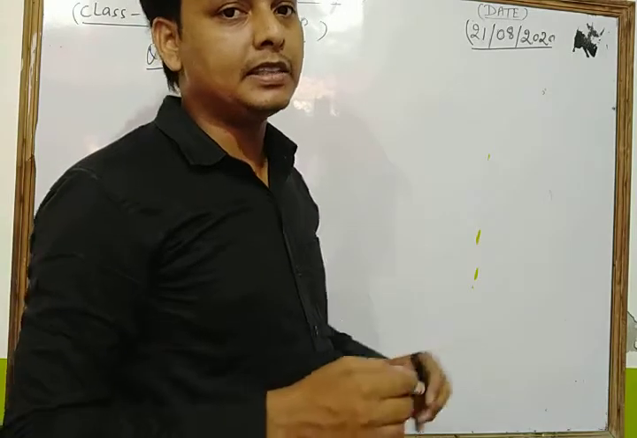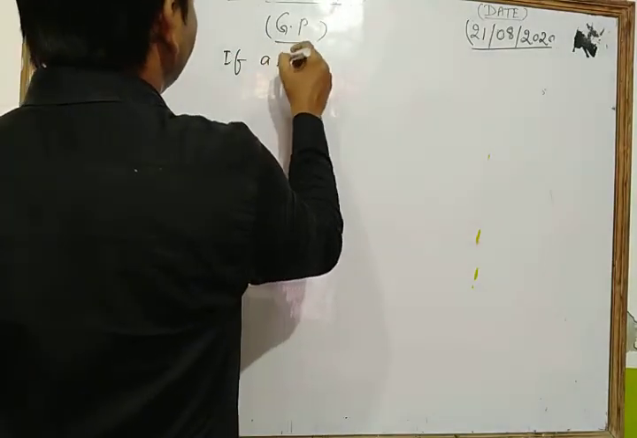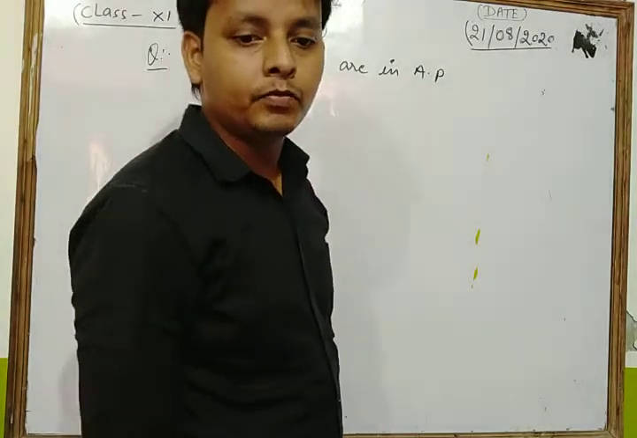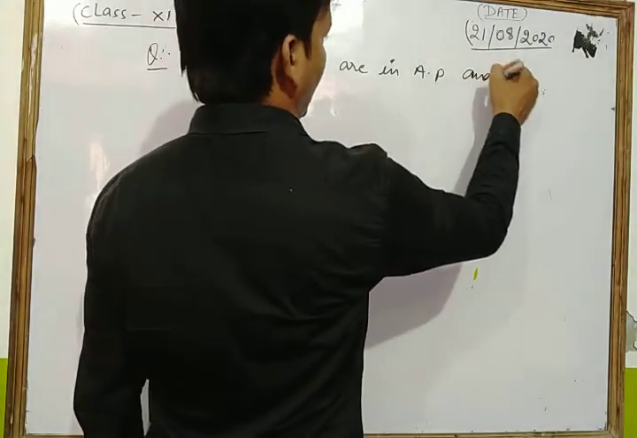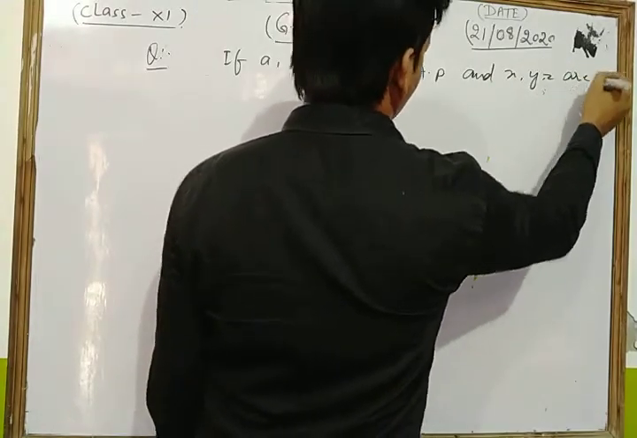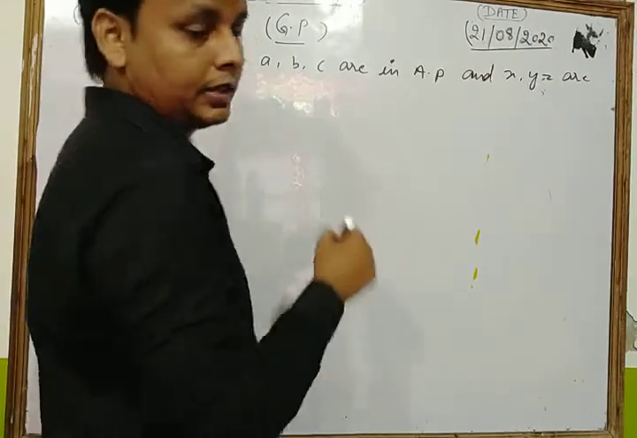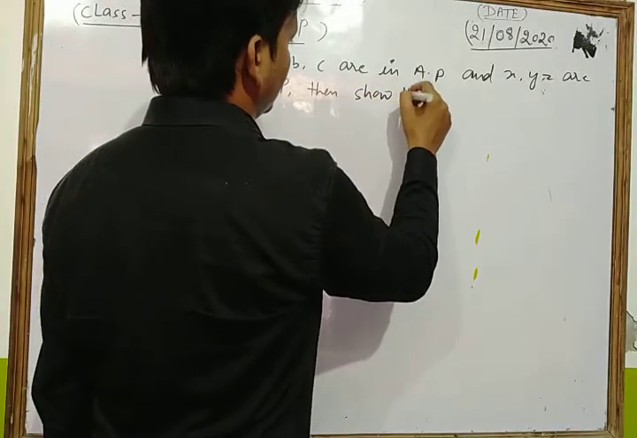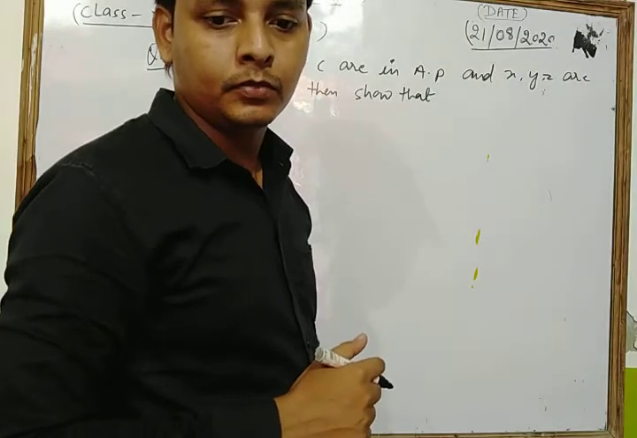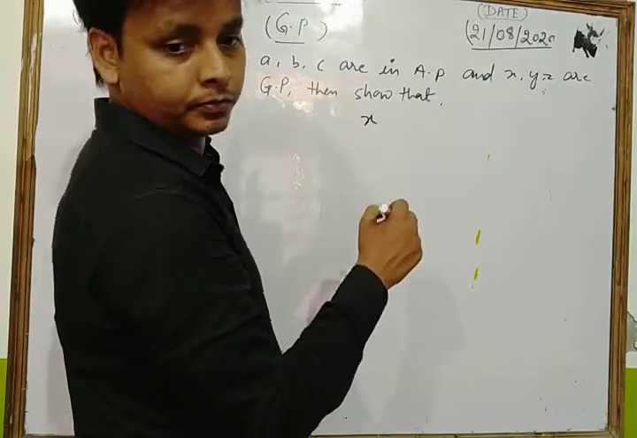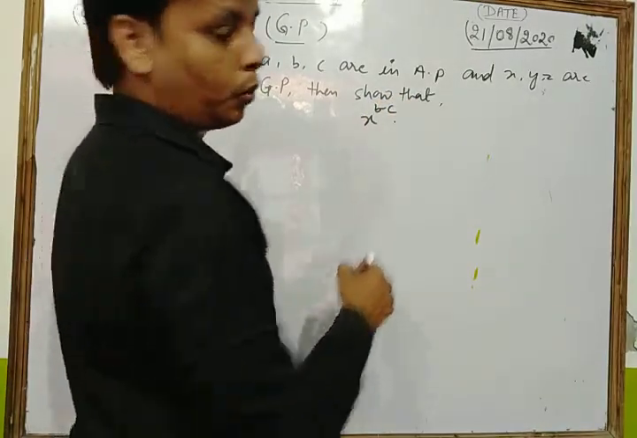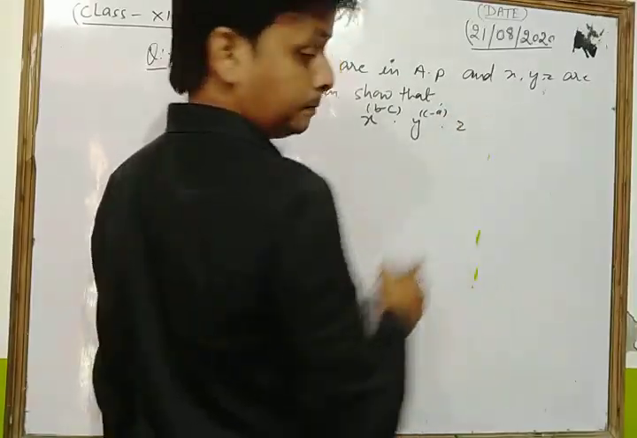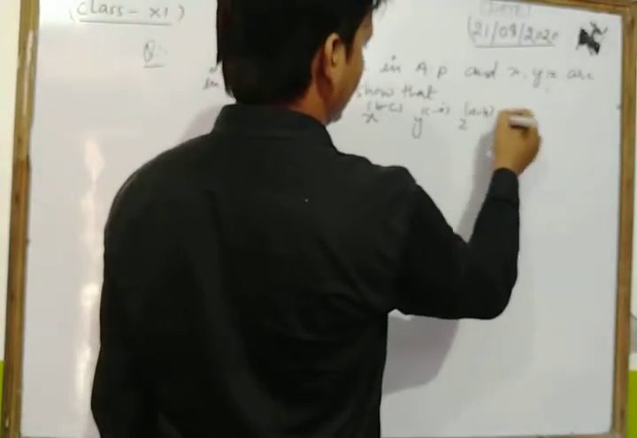If three numbers a, b, c are in AP, and three numbers x, y, z are in GP, then show that x to the power b minus c into y to the power c minus a into z to the power a minus b is equal to 1.